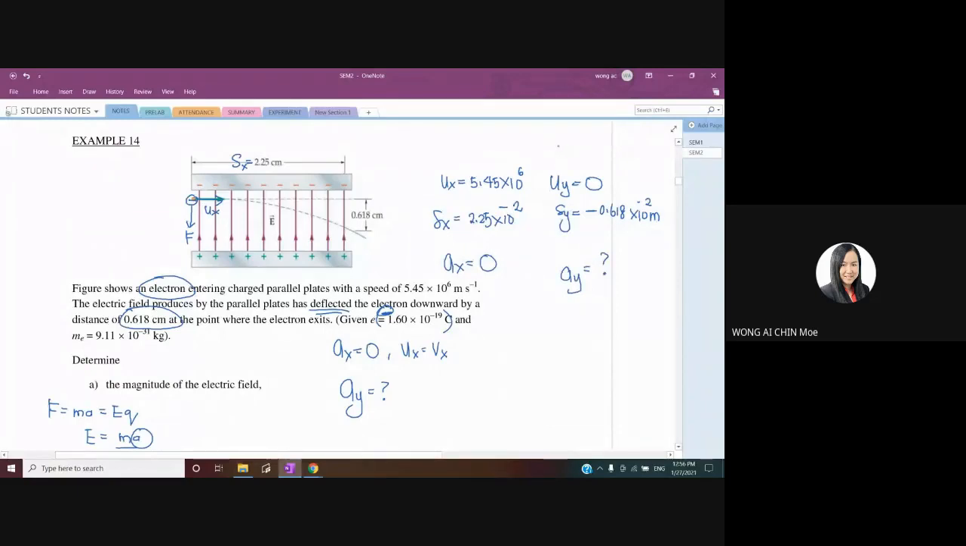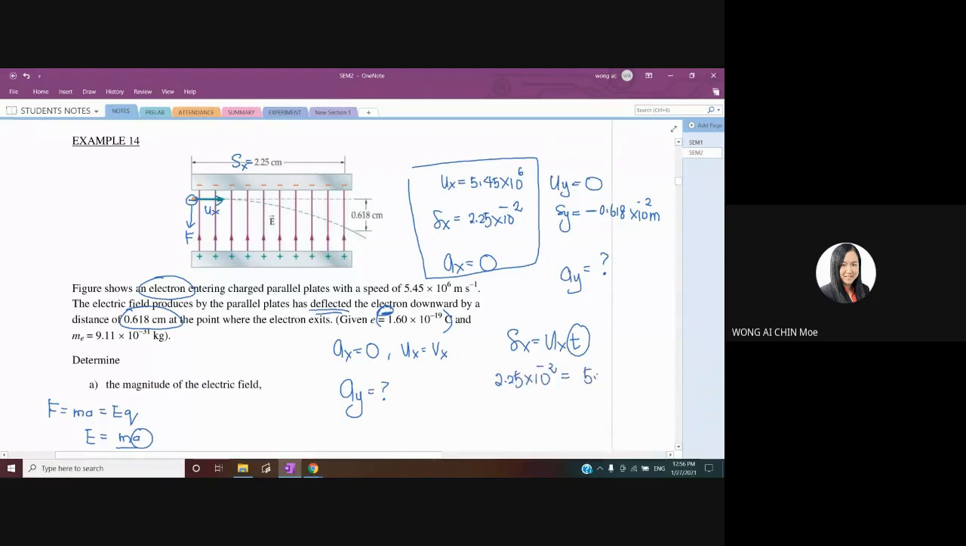So we can find t first by using the X component information. We know that SX equals UX t. So we find out t first, where SX equals 2.25 times 10 to the power negative 2.